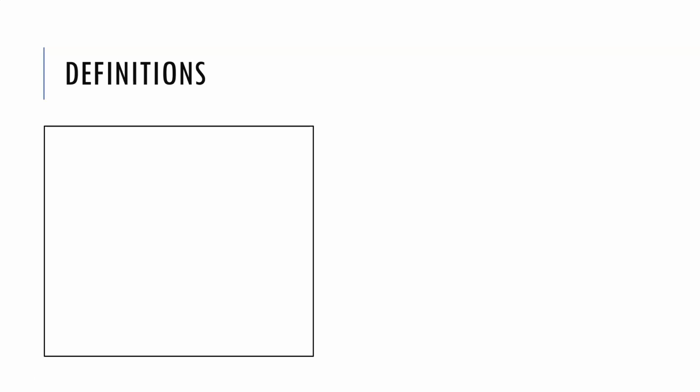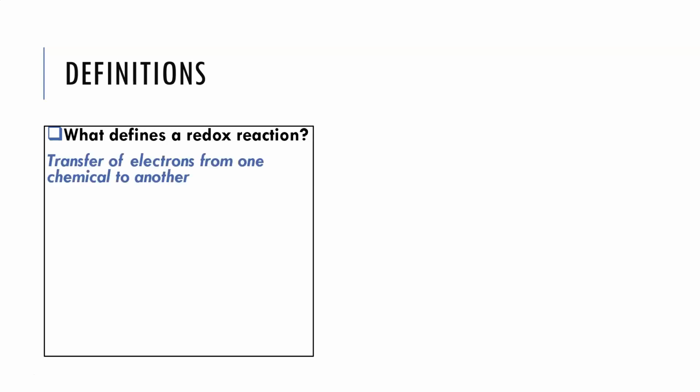Key definitions for this and the redox unit, it's critical that you can be able to identify the different parts of the vocabulary for this. I recommend using the Quizlet set to keep reviewing these terms so you get them fixed in your head. Defining a redox reaction, we're talking about the transfer of electrons from one chemical to another.